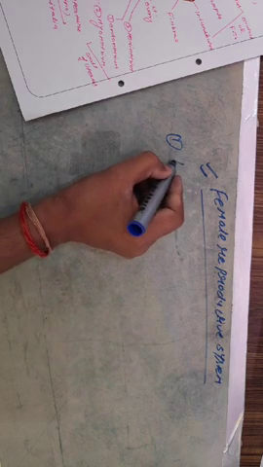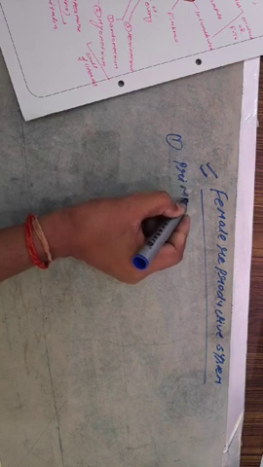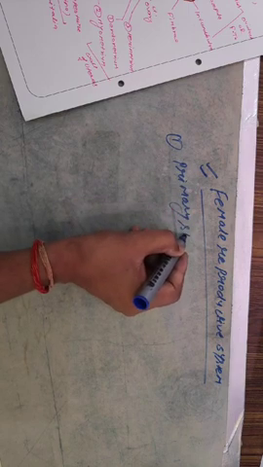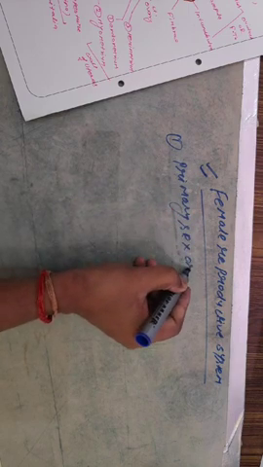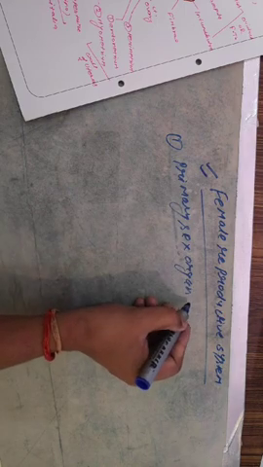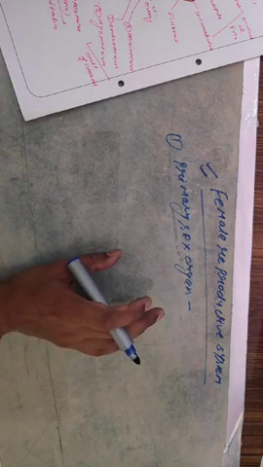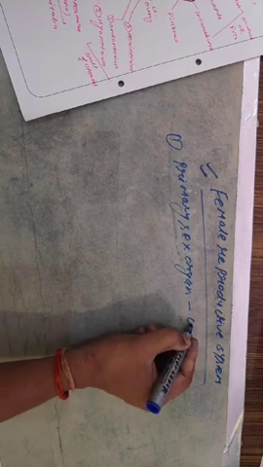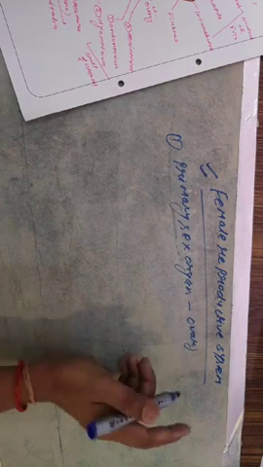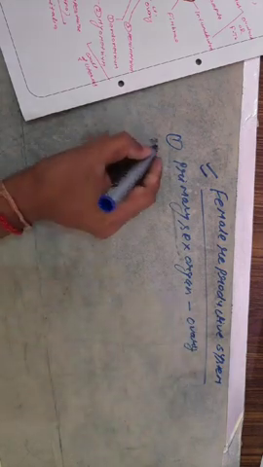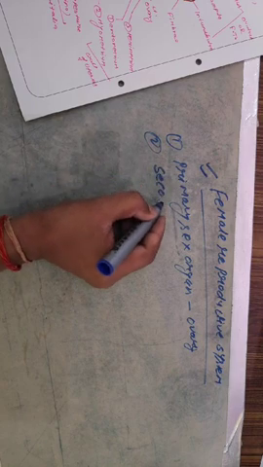First point will be primary sex organ. Do you know the primary sex organ of the human female reproductive system? Good. The ovary. Ovary is the primary sex organ, and second is secondary sex organ.